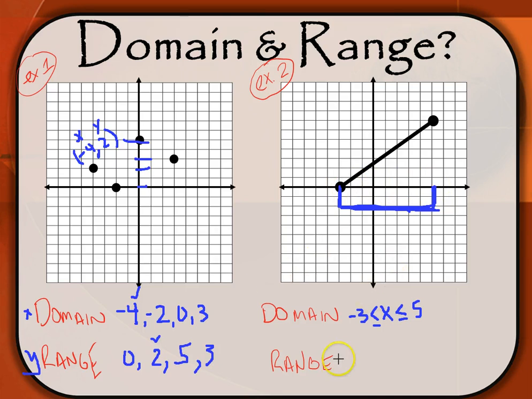Well, then my range is going to be my y's. That means right here is a y value, and the whole way up to here is my other y value. So that range means it's got to be less than or equal to, and I say equal to because it's a closed dot, 1, 2, 3, 4, 5, 6, 7. So it's got to be less than or equal to 7, and the whole way down to 0. So it's got to be somewhere between 0 and 7. So there's your domain, and there's your range.